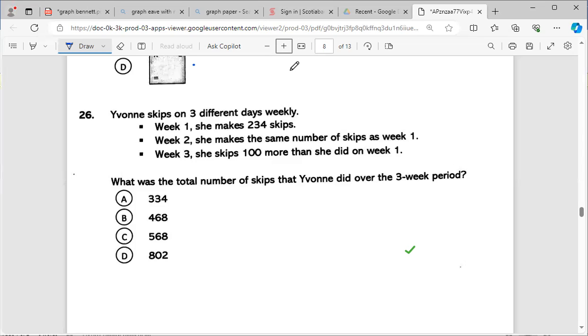She makes, in week 2, the same number of skips as week 1. So that will make it seem like she did no skips in week 1. So she just did her skips on Monday, the first week, and said, "Huh, I did 234 skips. Why do I need today?" But I just realized that she makes the same number of skips in week 2 as on week 1. So that's 234 plus 234. And then you're going to add the 100.